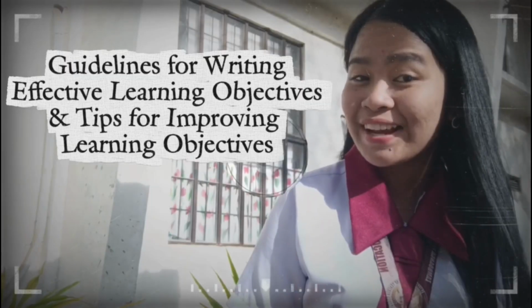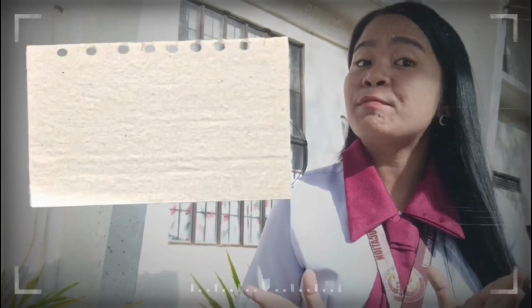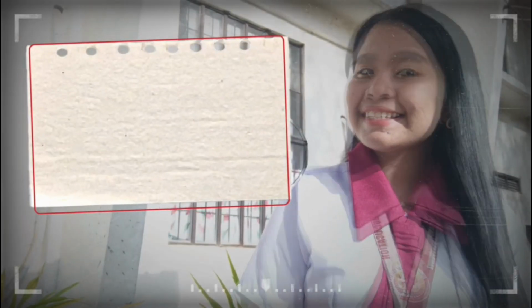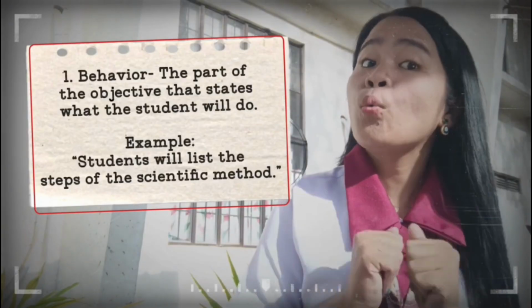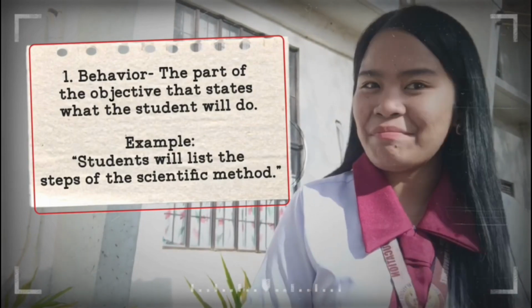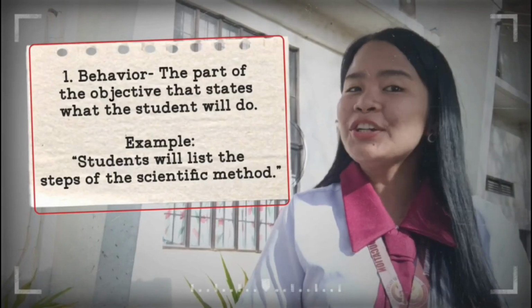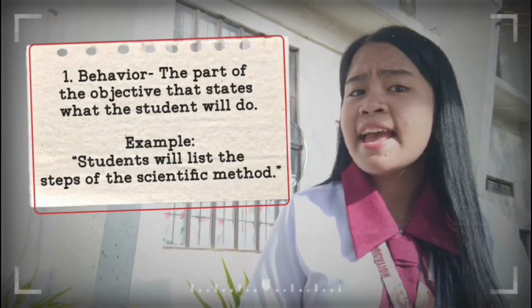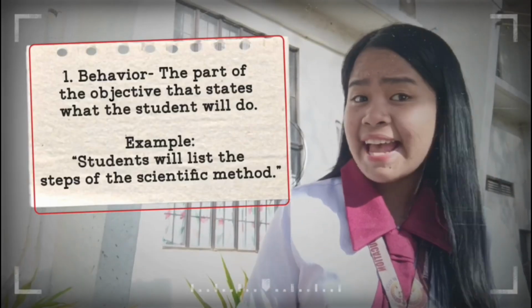Now, we will talk about the guidelines for writing effective learning objectives as well as the tips for improving learning objectives. The first guideline for writing effective learning objectives is behavior, the part of the objective that states what the students will do. Behavior must be observable and measurable. It tells the exact action students must perform after learning. If the action cannot be seen, example, understand and appreciate, then it cannot be assessed.